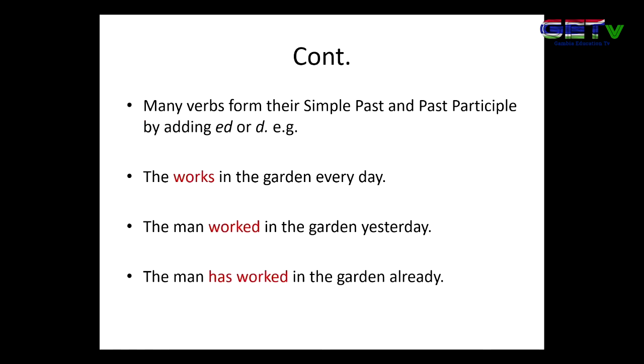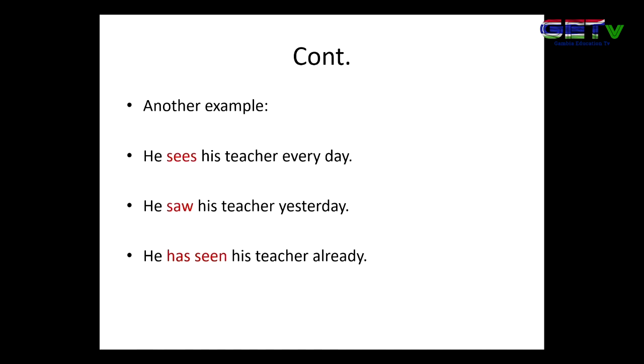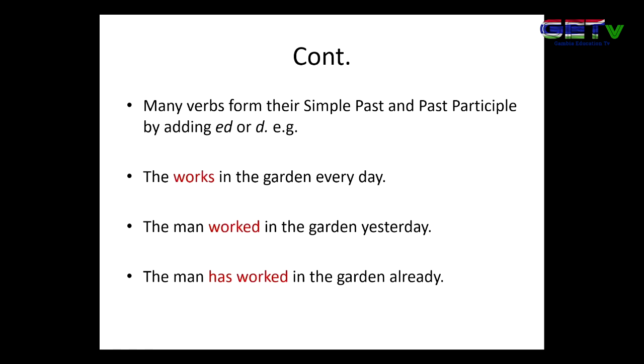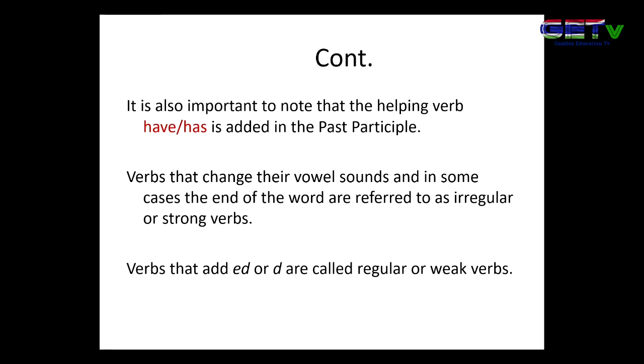Now, if you look at all the third sentences, that is the past participle form, you'll find out that the verb see becomes seen, S-E-E-N, and accompanies another word, that is has, in that sentence. He has. Okay? The man has walked. The man has walked.